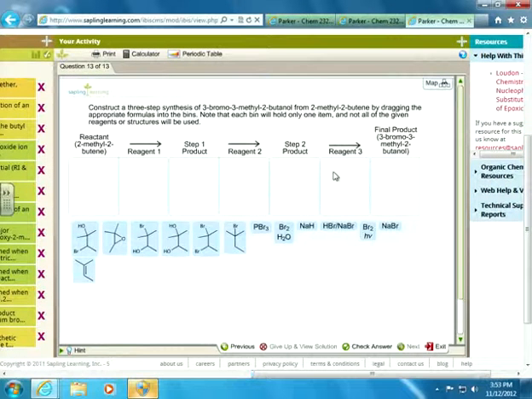So first of all, the hints really are the names here. This one's 2-methyl-2-butene. When you see ene, what is that to have? A double bond. Do you see that this is the only one with a double bond? So that goes right there. And then here we have 3-bromo-3-methyl-2-butanol. Butanol is alcohol, and it's on carbon 2. And then I have a methyl and a bromine on the same carbon. You see? 3-3. So that would be this one right here.